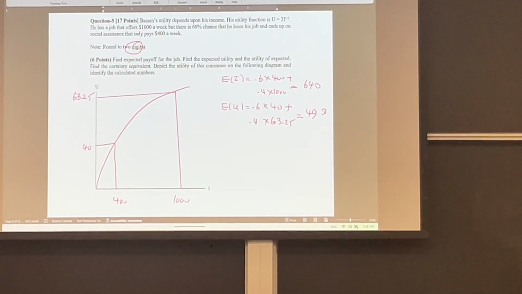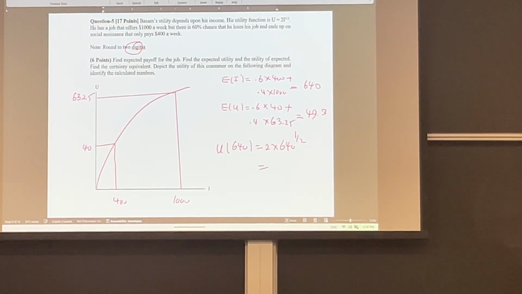Now we need the utility of expected income, i.e. utility of 640. That is 2 multiplied by 640 to the power of half. This should be more than 49 because the individual is risk averse. He prefers certainty over uncertainty. That's utility of expected must be higher than expected utility. What do you get there?